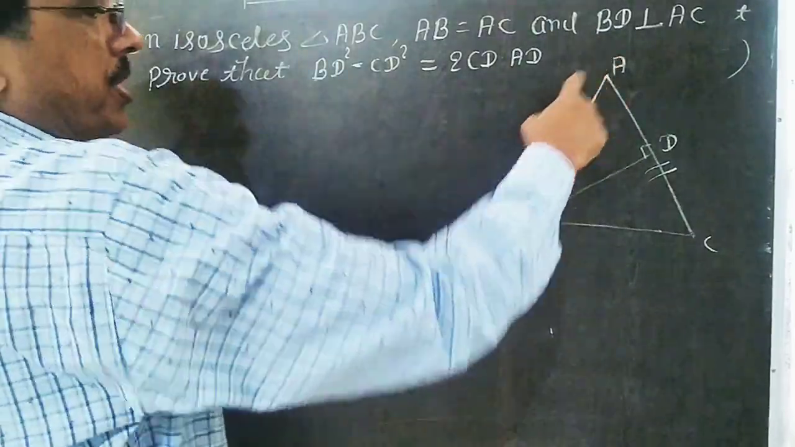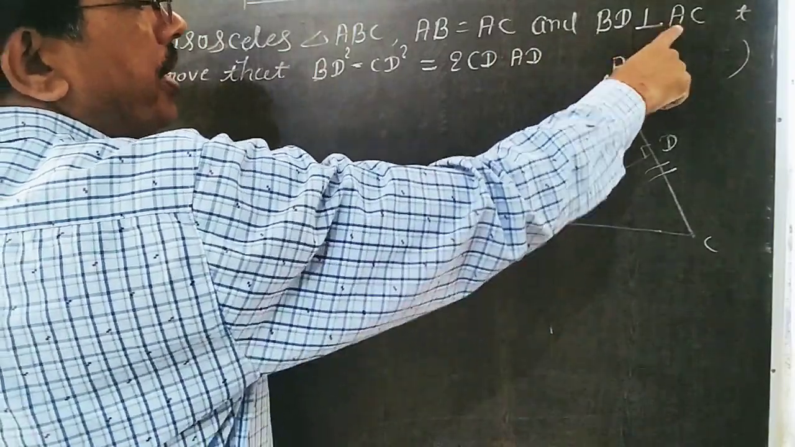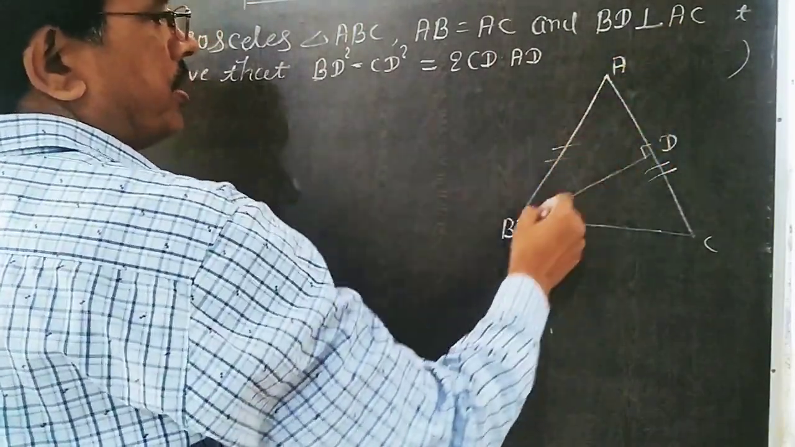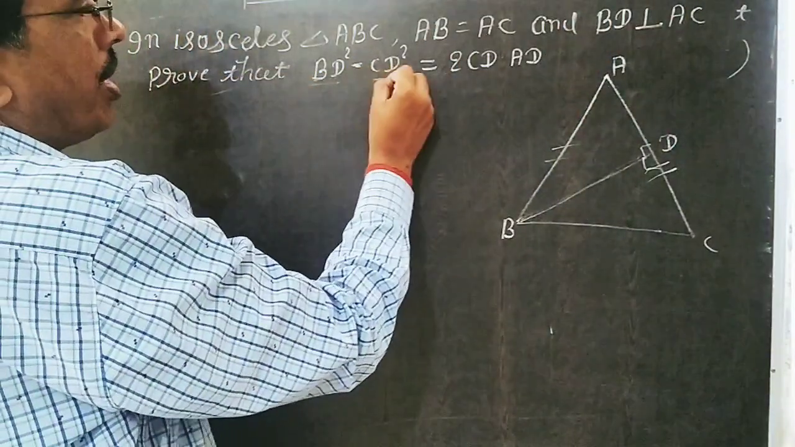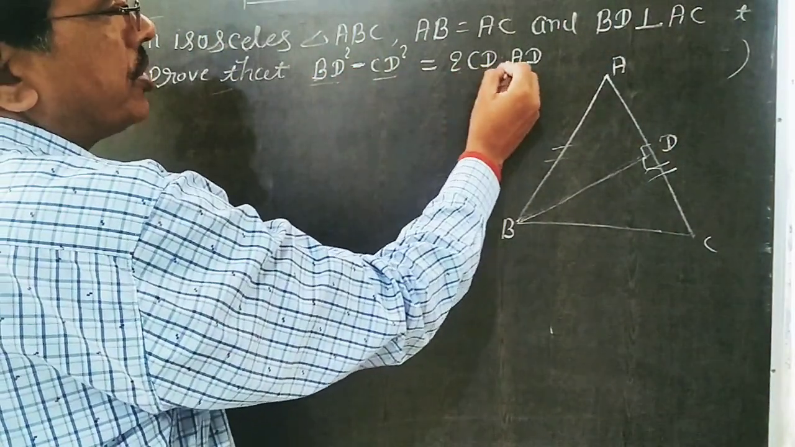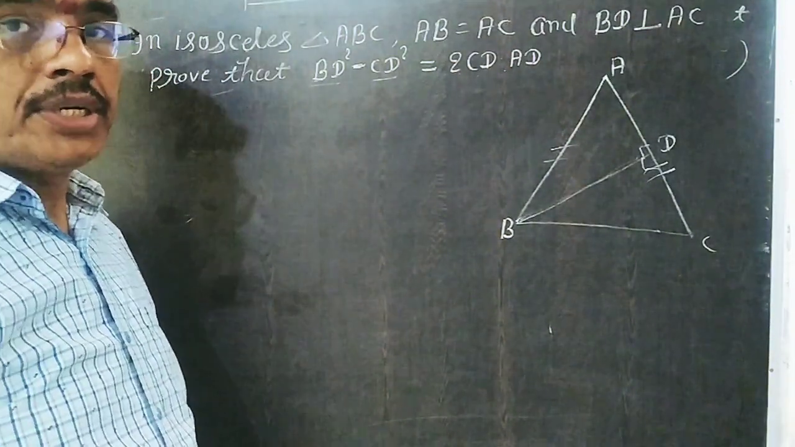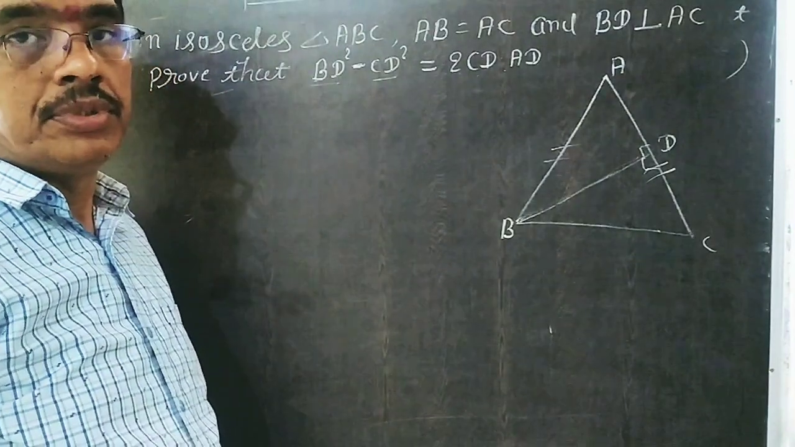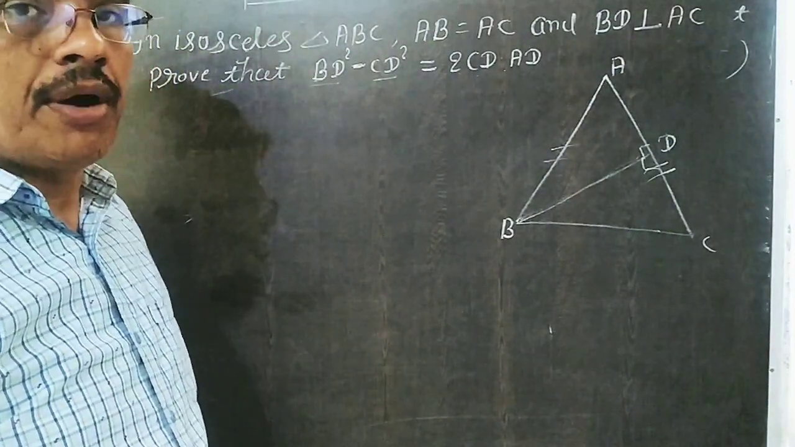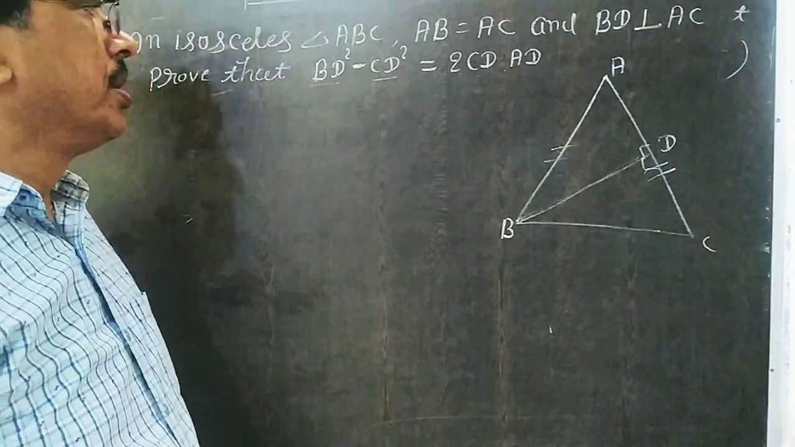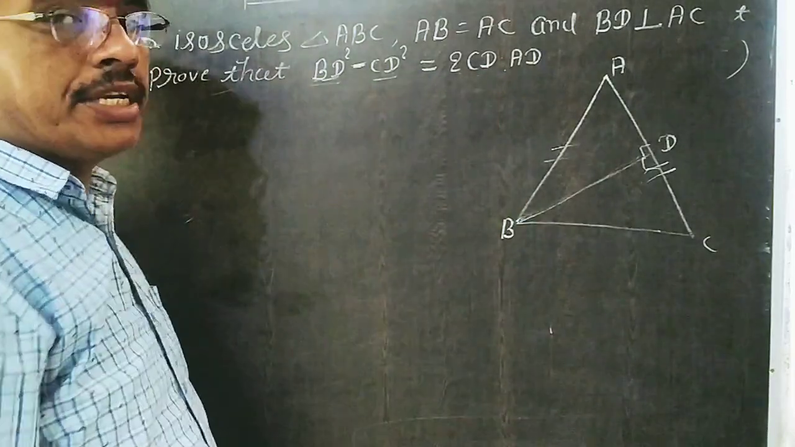That means ABC is isosceles such that AB and AC are equal, and BD is perpendicular to AC. Given BD is perpendicular to AC, prove that BD square minus CD square is equal to 2CD into AC. Dear student, in these questions, never look at only what you have to prove. Only when you have remembered some things can you solve these questions, otherwise it is not possible. If you only subtract BD square and CD square, you cannot get this.